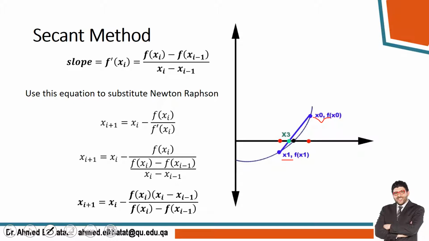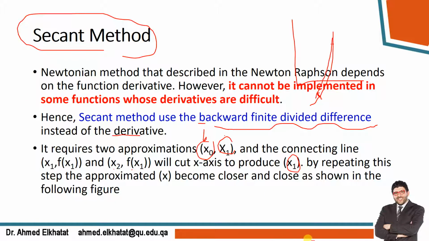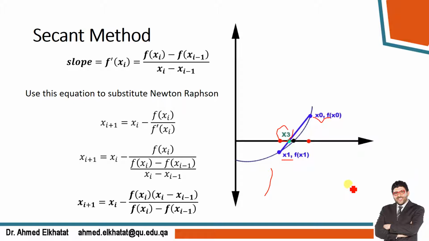If we connect the line between them, this line will cut the x-axis at x3. So x3 will be the new point. Then this is the function of x3. I want to make it larger, so sorry. Let's do it again.